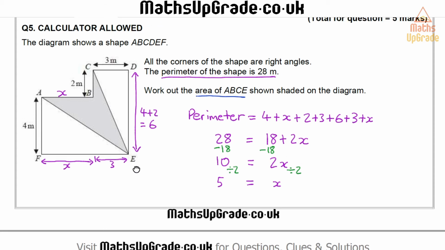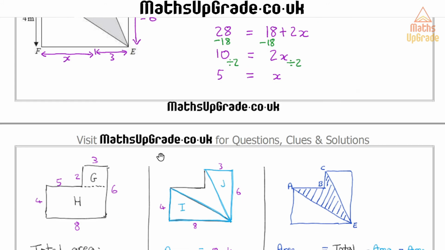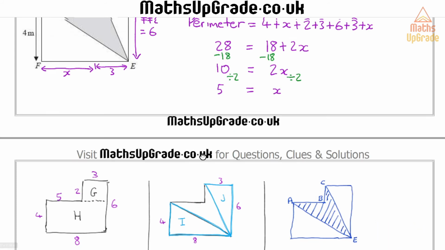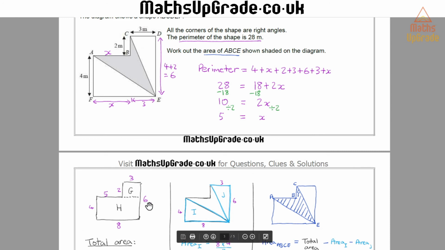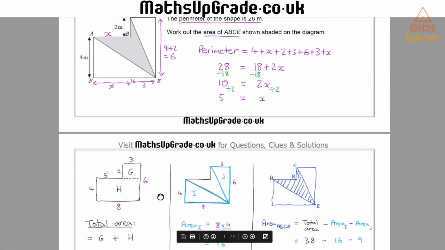So if x equals 5, I can now redraw this diagram with x as being 5. That's what the diagram would look like. Compare it to the top diagram. So this is still 6. X is 5, so the whole width here is going to be 8. X is 5 here, so that's that diagram.